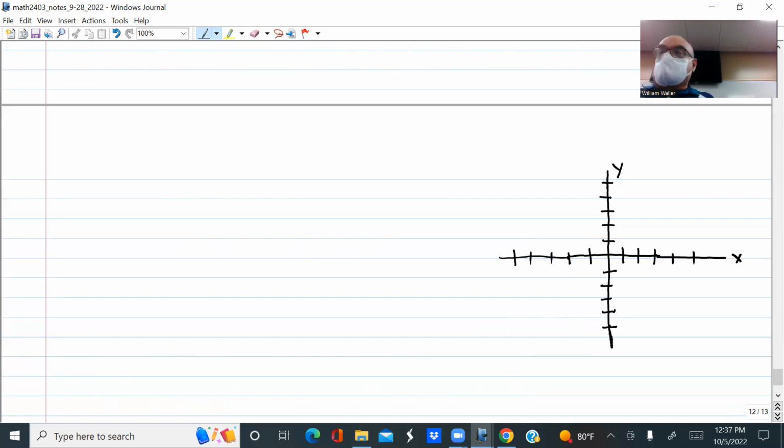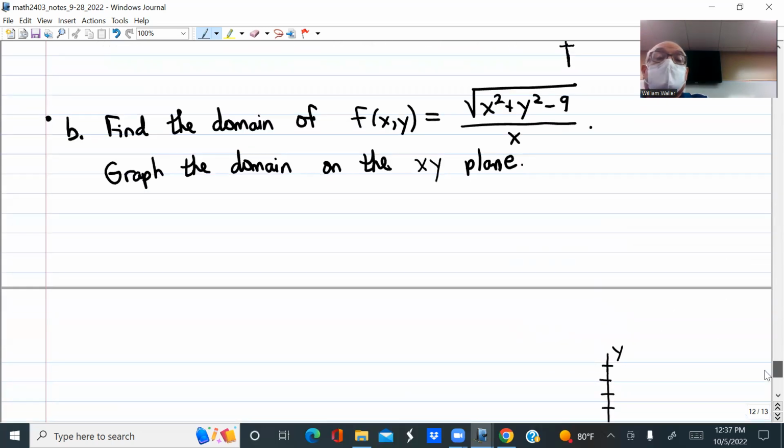X is 0 in lots of places. Where else? Not the x-axis, the y-axis, right? Every point on the y-axis, x is 0. So it looks like the y-axis is going to be completely out of our domain. The y-axis cannot be in. So you're missing, in addition to missing some other things because of that numerator, the entire y-axis. That cannot be the domain.